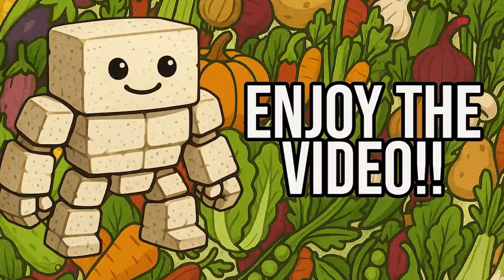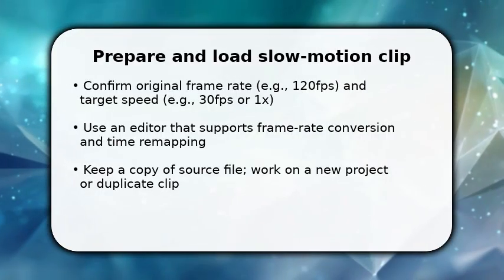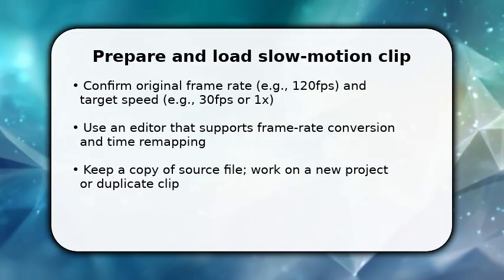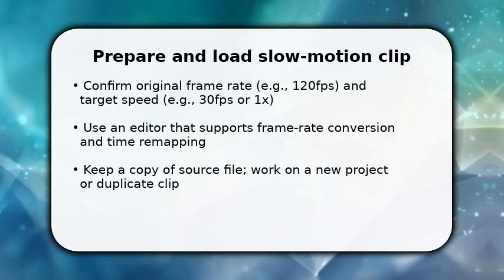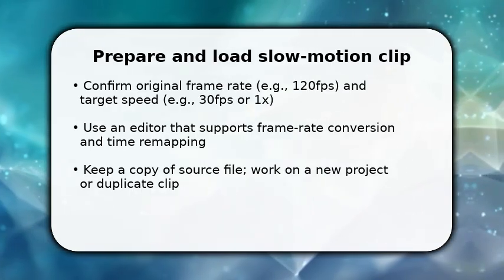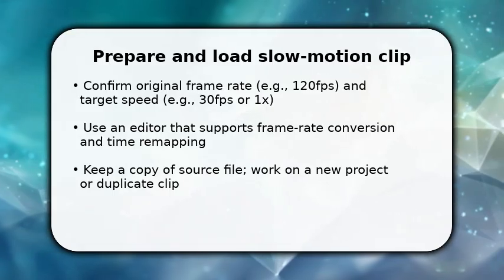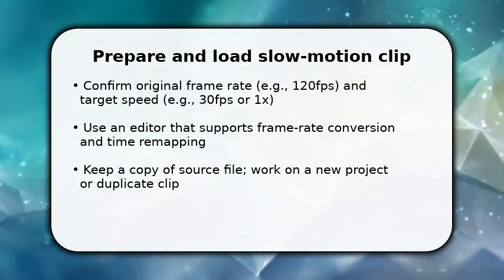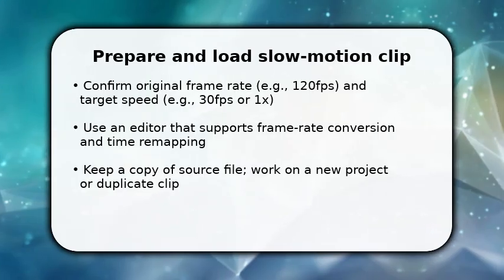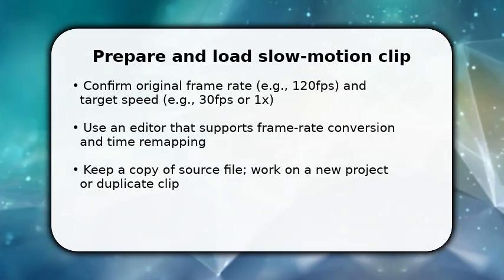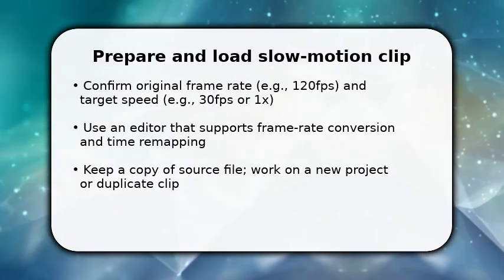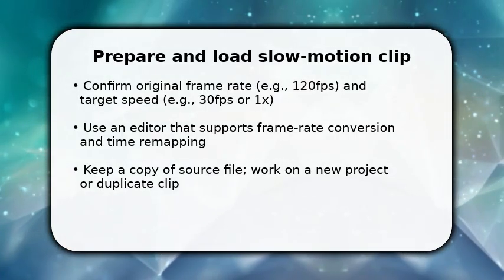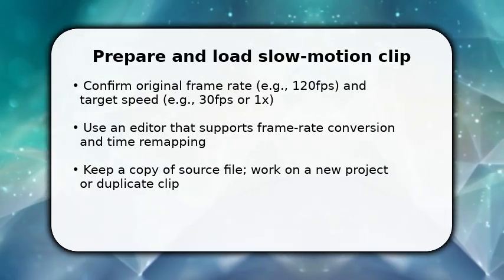Please enjoy the video. You start by inspecting the clip, check the native frame rate, and decide your target playback speed. Open your video editor and import a duplicate of the slow motion file so you never alter the original. Next, set the project frame rate to your intended output, for example 30 FPS, and place the clip on the timeline. This immediate setup ensures consistent timing. Once done, you're ready to convert frames rather than guessing during later edits.